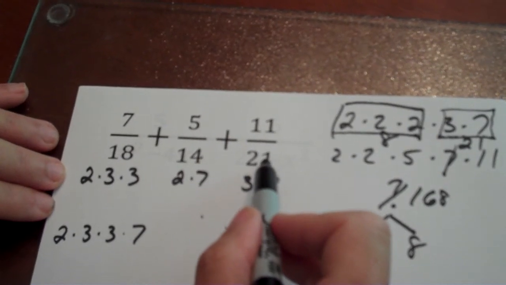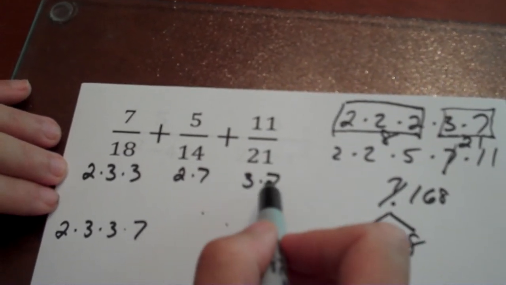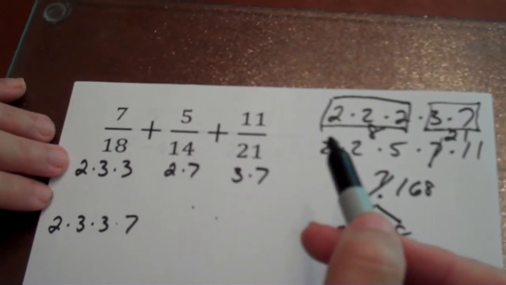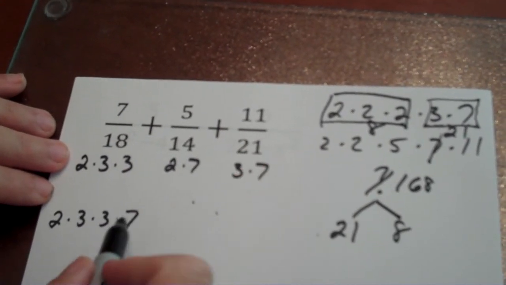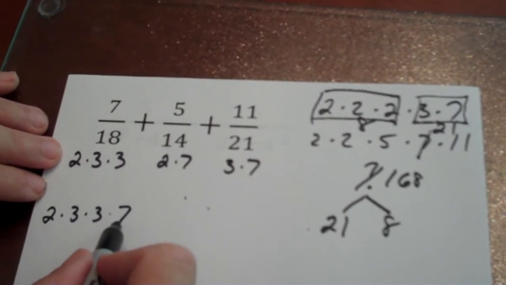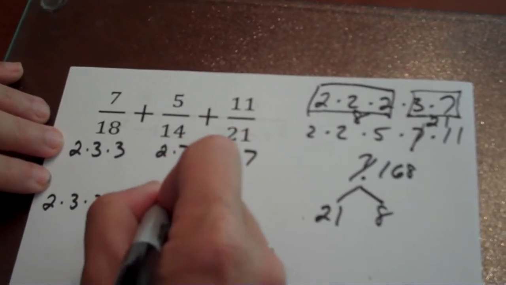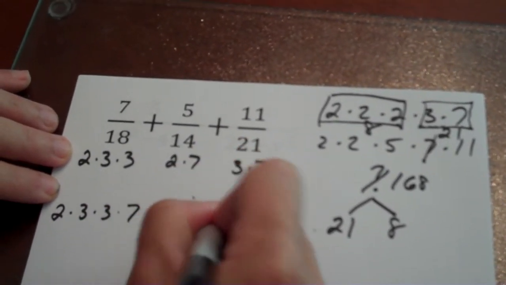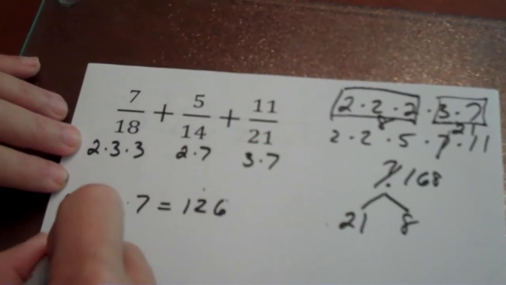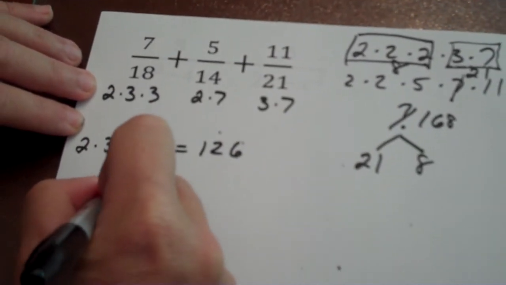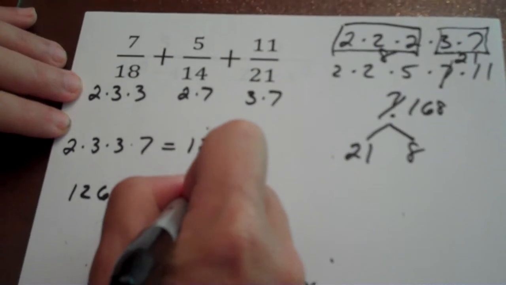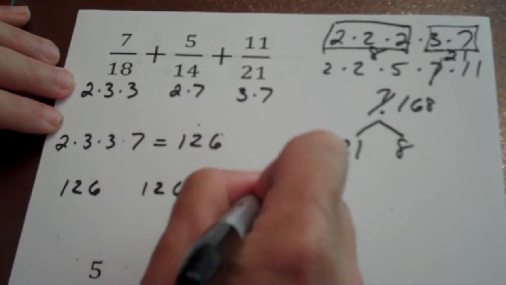To be divisible by 21, it needs to have a 3 and a 7 on the list. Well, what do we need to add? Nothing. It already has a 3 and a 7 on the list. It has everything I need. So this is my common denominator, and that multiplies to be 126. So 126 is indeed my common denominator for all three.